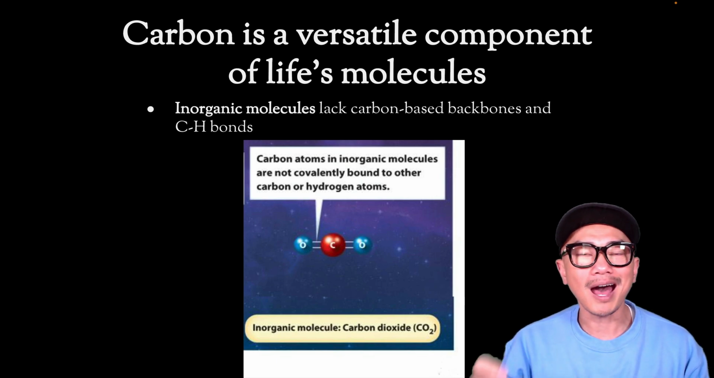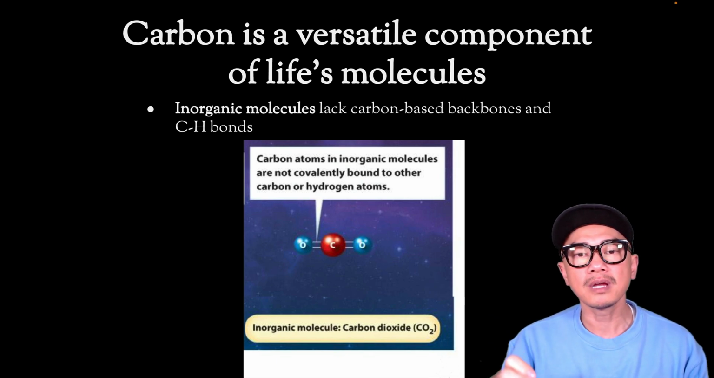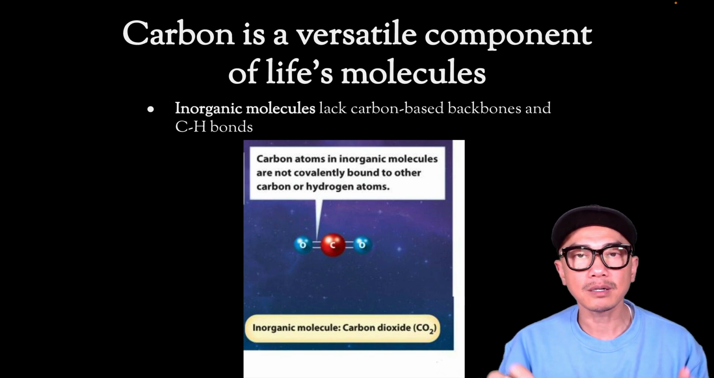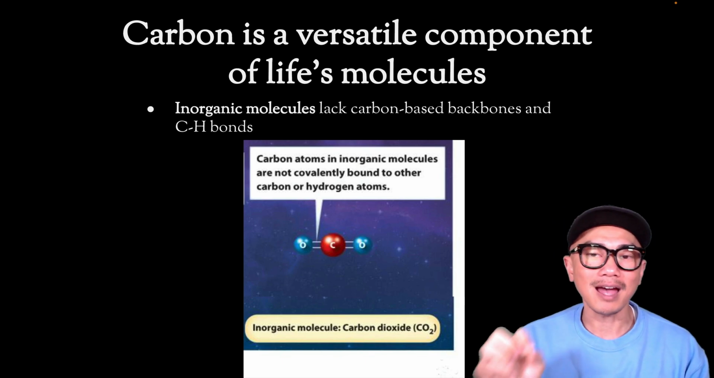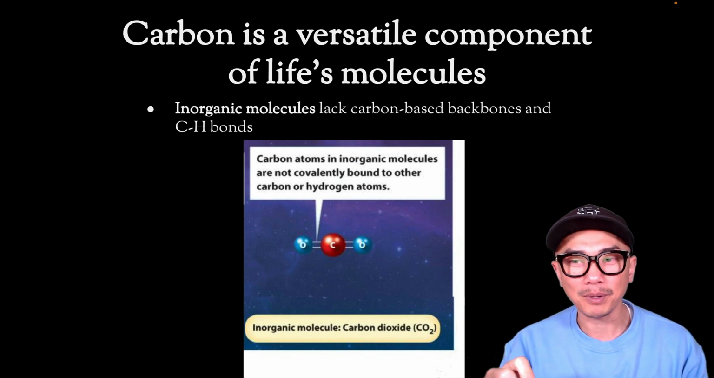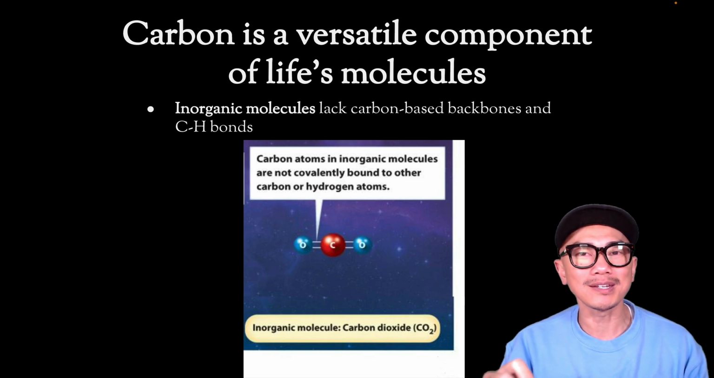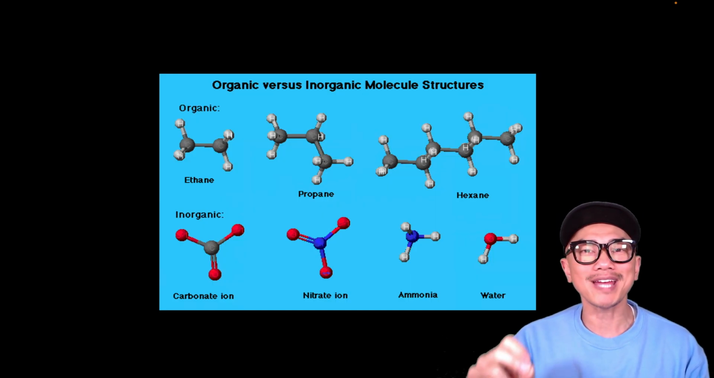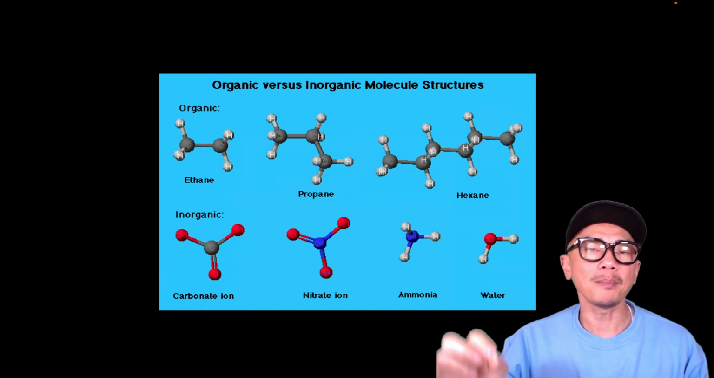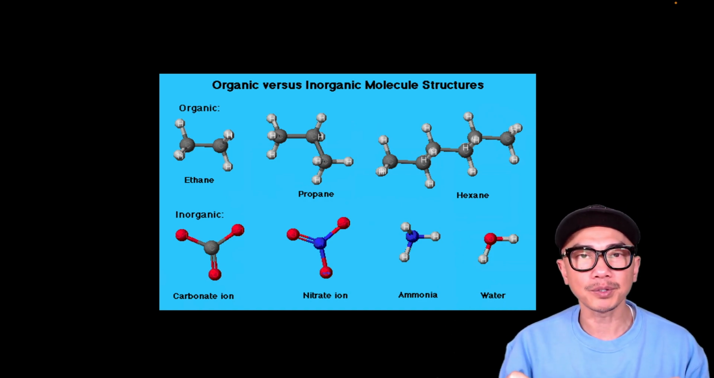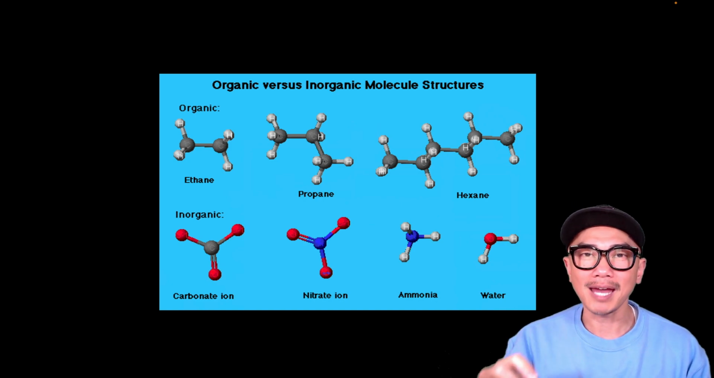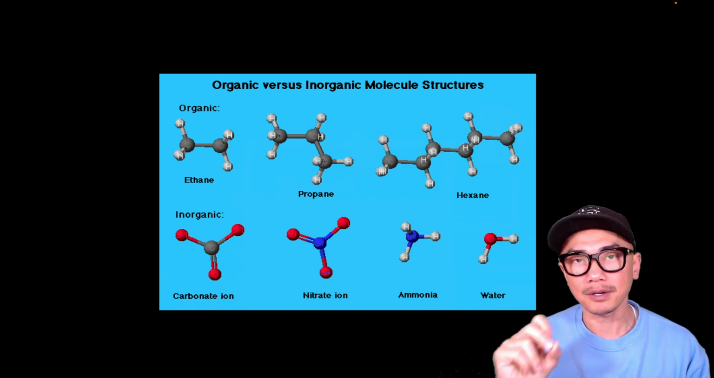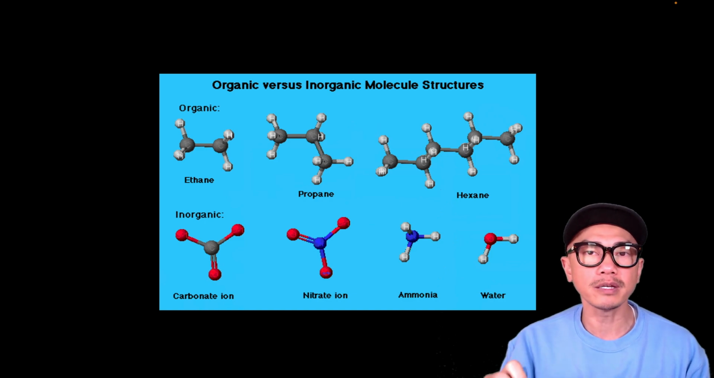Inorganic molecules are either lacking a carbon backbone, at least 1 CH bond, or both. Carbon dioxide, for example, has the carbon backbone, but it doesn't have at least 1 CH bond. It is therefore considered an inorganic molecule. The molecules at the top here are considered organic molecules. The molecules at the bottom are inorganic molecules. Remember that to be an organic molecule, you need both the carbon backbone and at least 1 CH bond.